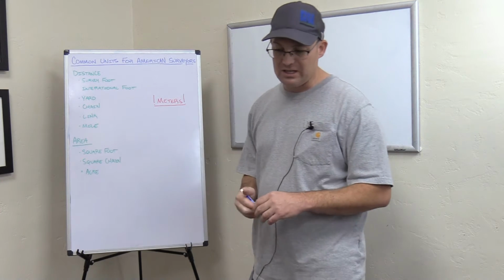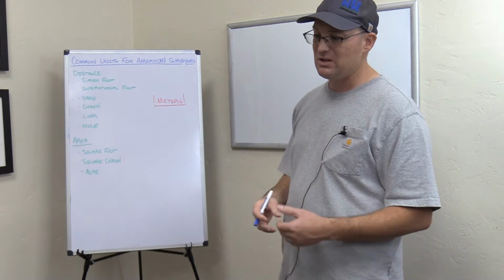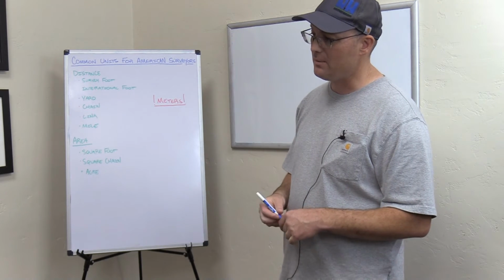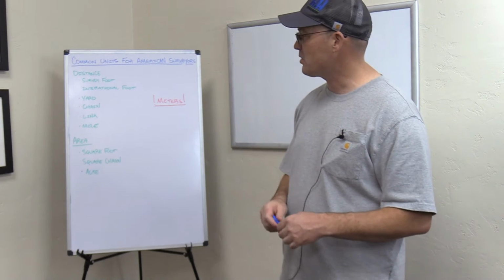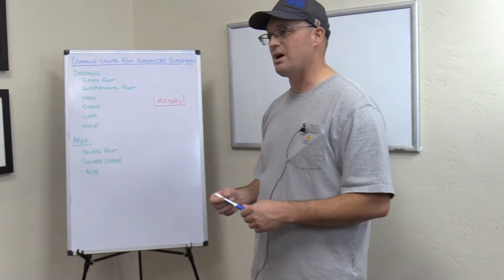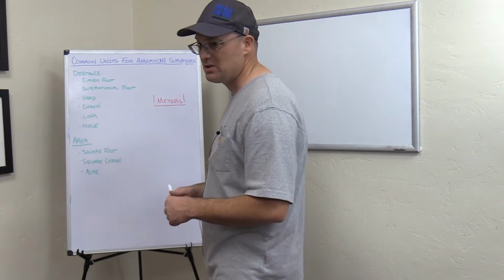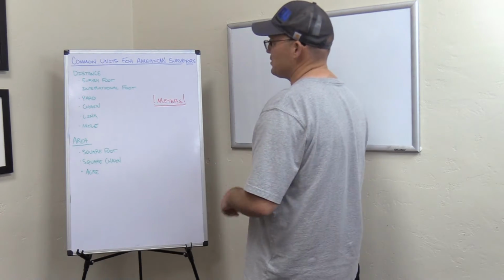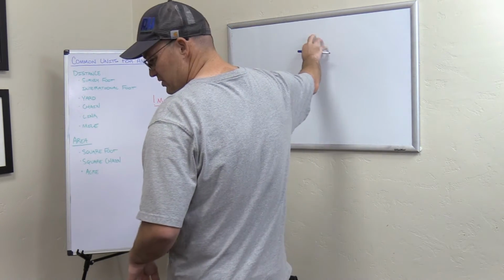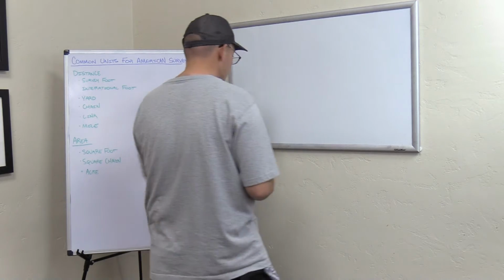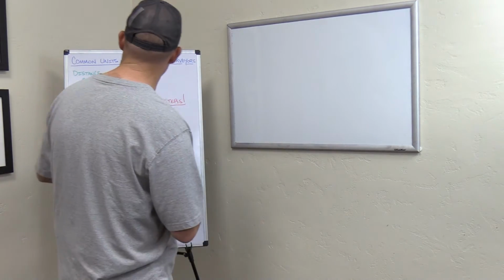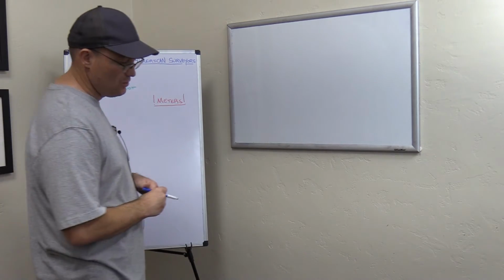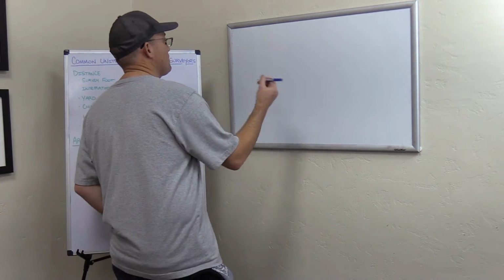Surveyors don't work in inches or eighths or sixteenths of an inch. We work with tenths of feet and hundredths of feet. Typically engineers and surveyors work with tenths and hundredths of feet, whereas architects work with inches and fractional parts of inches. So let's do some unit conversions and talk about how you convert from decimal survey feet to feet and inches.